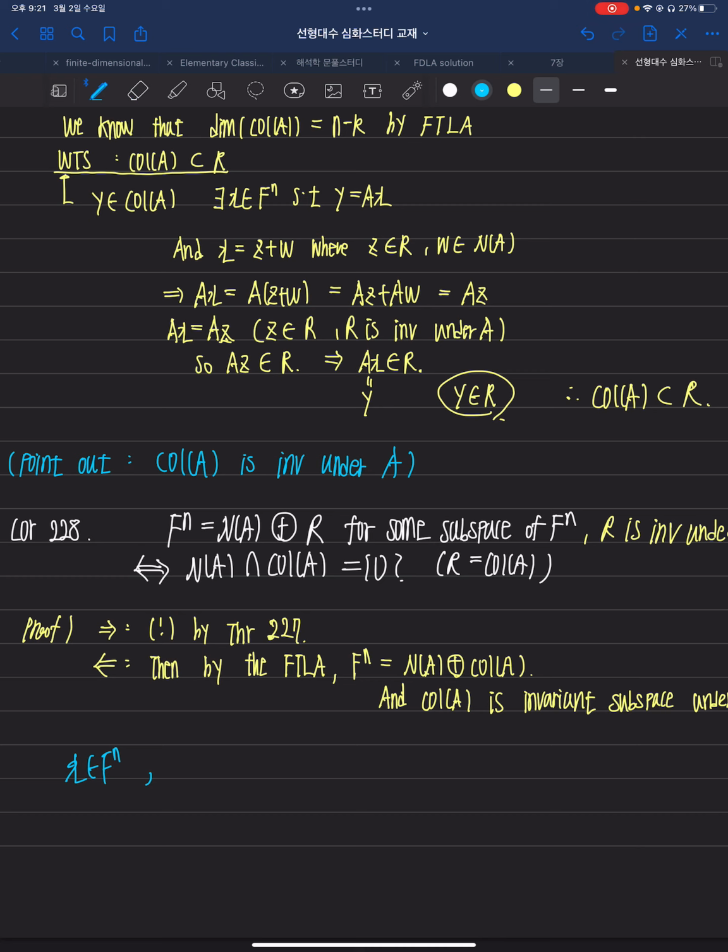x가 FN에 있다. 그럼 x는 FN의 디멘전에 의해서 NA와 컬럼 A, 그리고 NA와 컬럼 A 교집합에 의해서 표현이 되죠. 펀더멘털 리니어 알지브라에 의해서 좀 직관적으로 설명해 드릴게요. 컬럼 A, NA가 이렇게 있을 텐데, 이게 총 합쳐서 FN이란 거예요.